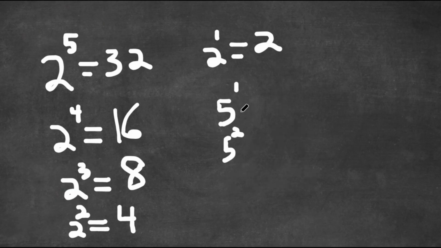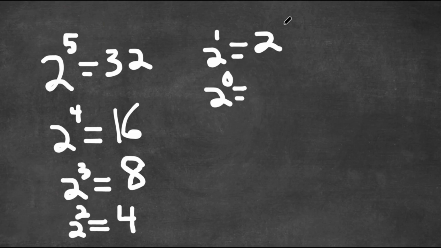So now going through this same rule, why don't we go backwards? And when we're going backwards, we're dividing by the base. So 32 divided by 2, that's 16. 16 divided by 2, that's 8. 8 divided by 2, that's 4. 4 divided by 2, that's 2. And then we have to decrease our exponent. And when we do that, we're dividing by 2, meaning 2 divided by 2 is 1. So 2 to the power of 0 is 1.